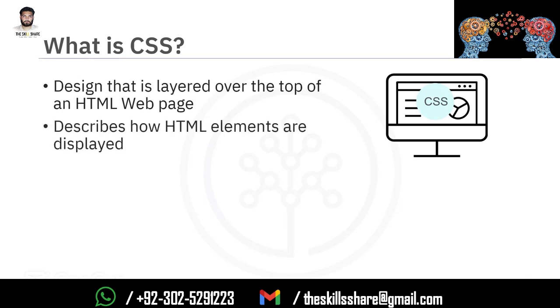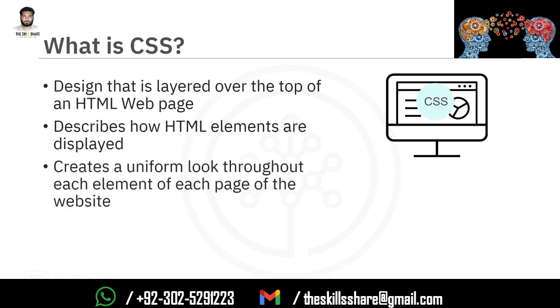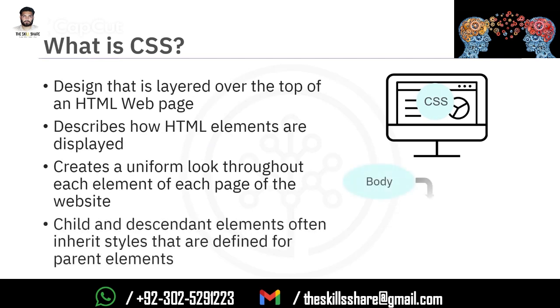CSS is a style sheet language that describes how HTML elements are displayed. What makes the style sheet cascading is that developers can apply CSS to create a uniform look throughout each element of each page of the website. Child and descendant elements often inherit styles that are defined for parent elements. However, exceptions to this rule do exist.